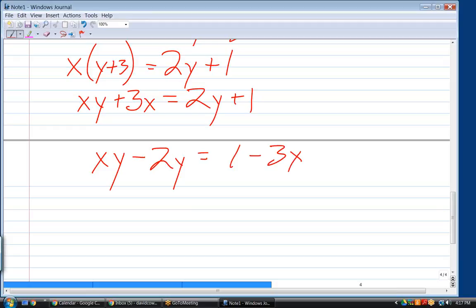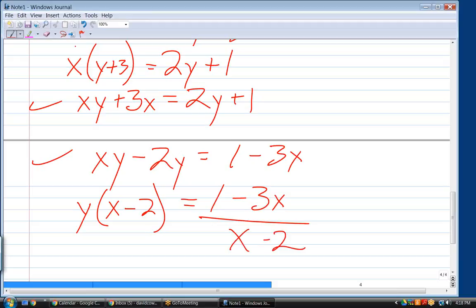Okay. Now we're still trying to solve for y. This step is also a bit tricky. These are easily the two trickiest steps of this whole process. How do I solve for y? Factor out a y. That's it. Always is going to involve factoring. Now the last step is easy. And then just divide both sides by x minus 2. There's your inverse function.